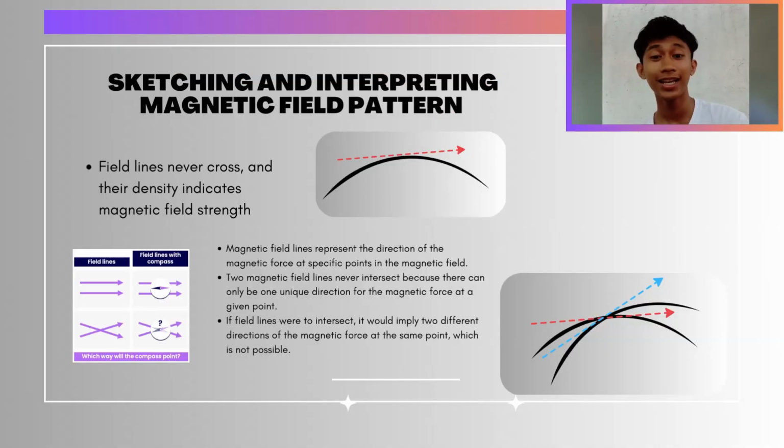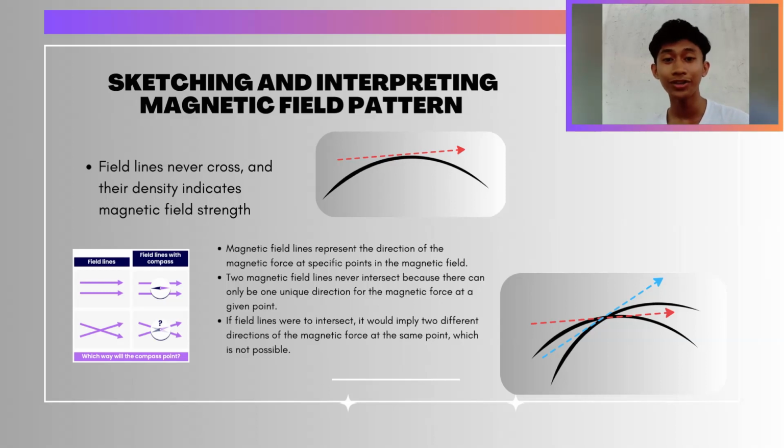Next is, field lines never cross or they never interact and their density indicates magnetic field strength. Tignan nyo yung unang figure dyan. We have one curve, di ba? So, it means we only have one tangent line. Unlike dun sa pangalawa, meron tayong tangent line. Tangent line indicates the direction of the force.